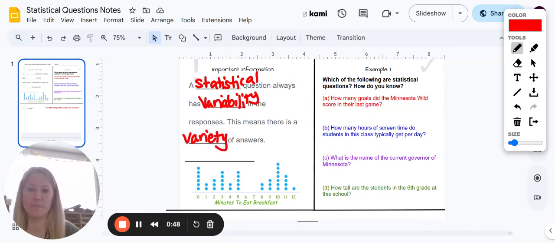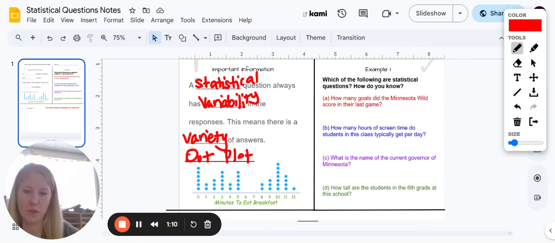Down here, this is a dot plot. After you ask a statistical question, one way you can display the data is in a dot plot. This dot plot here is minutes to eat breakfast. You can see 6 kids took 0 minutes to eat breakfast, probably meaning they didn't eat breakfast. 1 kid took 12 minutes to eat breakfast. And then you can see all the data in between.